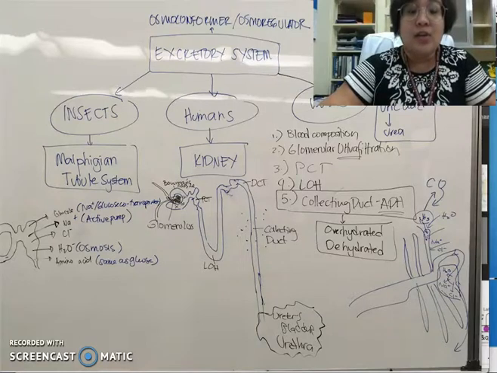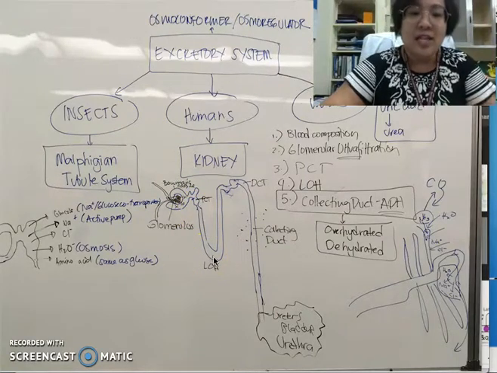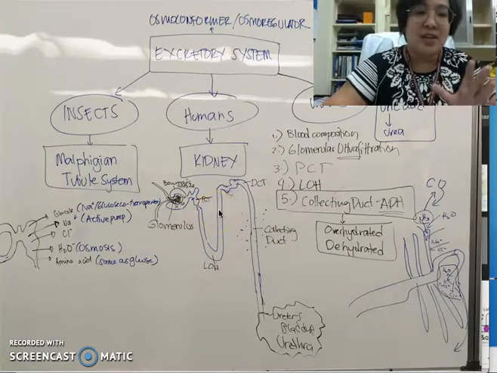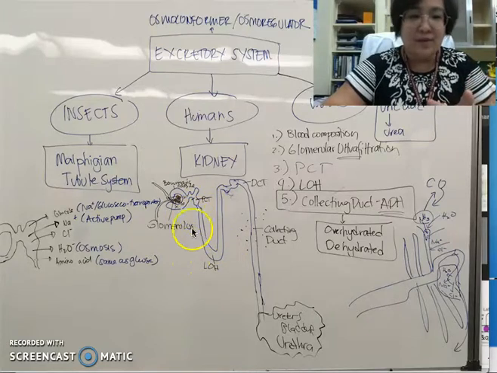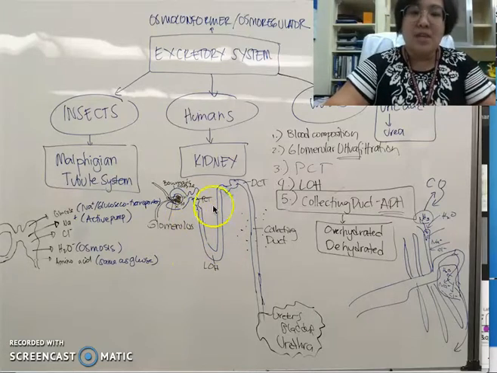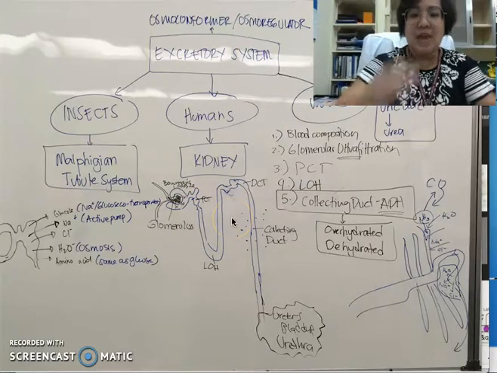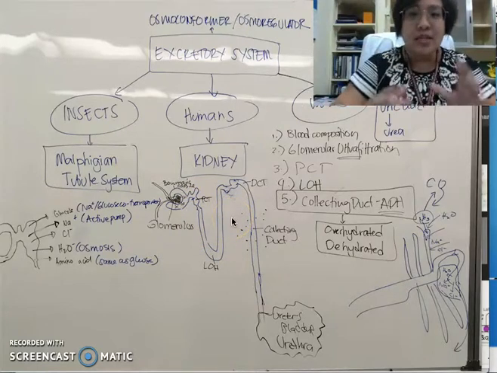The next part of the kidney we're going to be looking at is the loop of Henle right here. So it has the descending limb, descending going down, and then the ascending limb of the loop of Henle. Now this part of the nephron is very important because it functions to maintain a hypertonic environment inside the kidney.